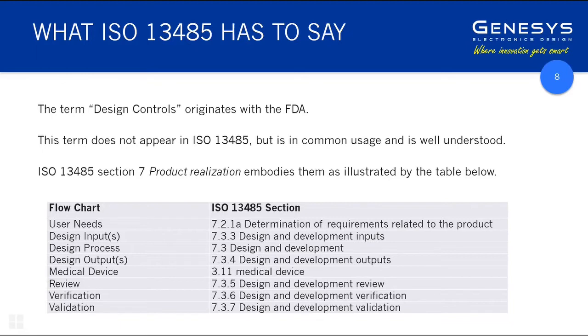What I've done in the table at the bottom here is aligned the boxes that appear on the flow chart that we saw earlier with sections of ISO 13485. And you'll see that there's not a one-to-one correspondence, but certainly everything on the flow chart appears in ISO 13485 in a fairly consistent and orderly manner. So by using the flow chart as the guide, you're not going to be heading down a path that diverges from what ISO 13485 is calling for.